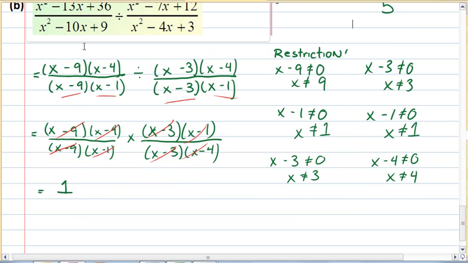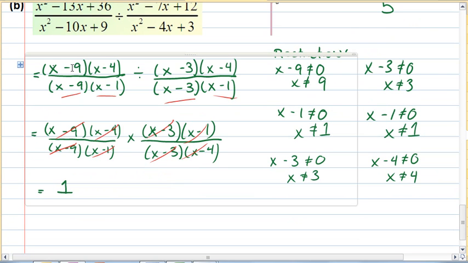So for example, here an observation would have been to cancel out the x minus 9s in this first step.